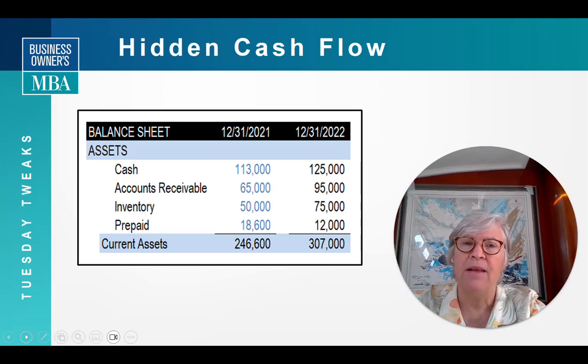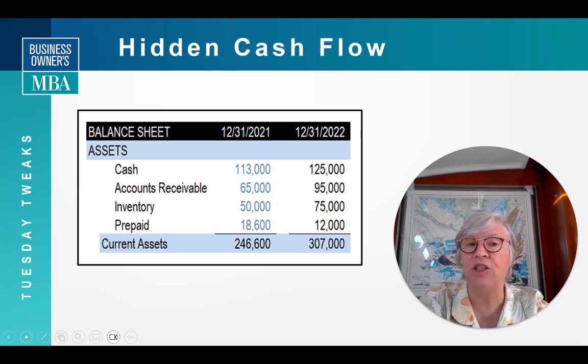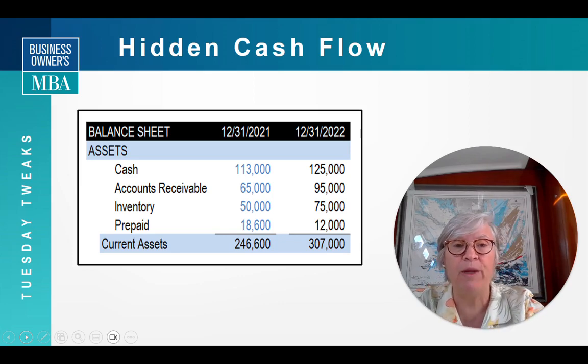Now her prepaids, that's her insurance policy, and last year she had to pay a lot more, and so she had prepaid $18,000 at the end of the year, and this year she only prepaid $12,000 because they reduced the policy because she'd been in business a long time. So that saved her a little money, gave her $6,000. So that loosened up a little bit of her cash flow.